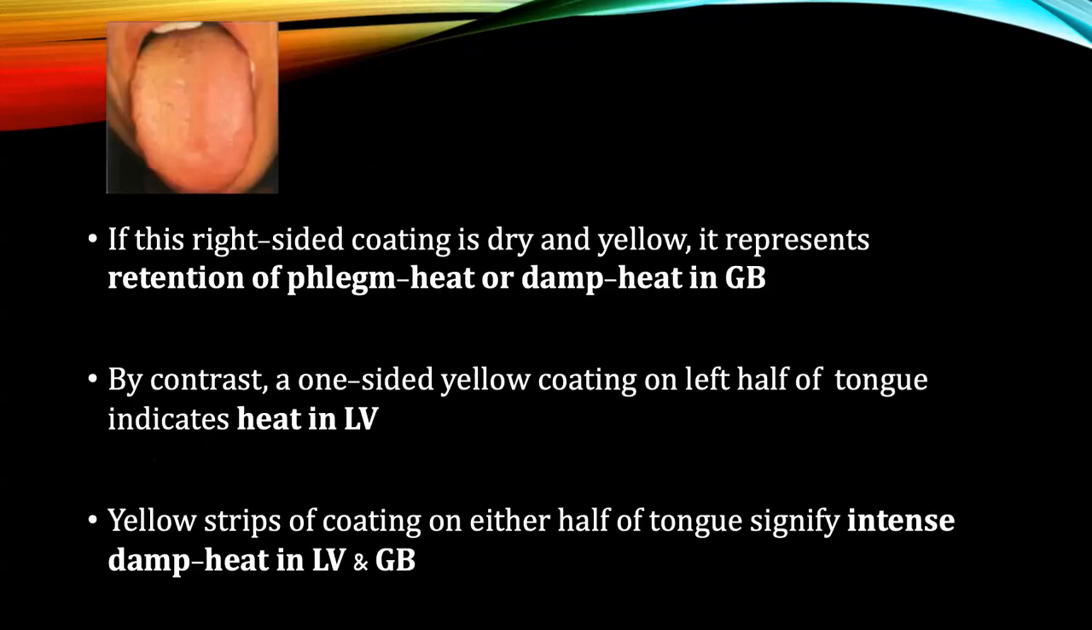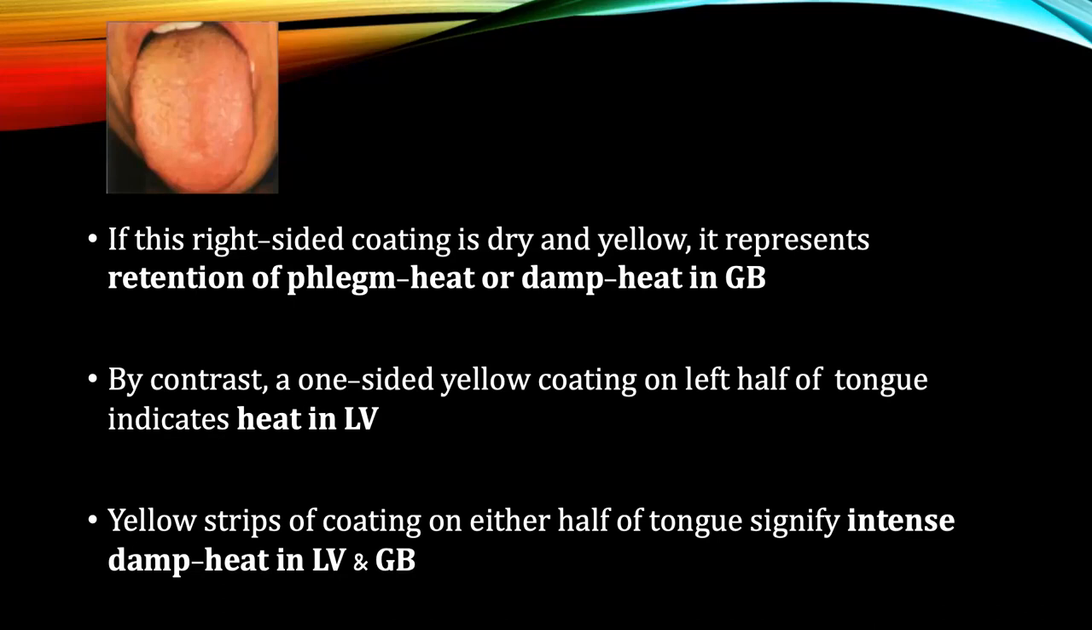If this right-sided coating is dry and yellow, it represents retention of phlegm heat or damp heat in the gallbladder. By contrast, a one-sided yellow coating on left half of tongue indicates heat in the liver. So let's take note of the coating. If the yellow coating is on the right side, it pertains to retention of phlegm heat or damp heat in the gallbladder. But if it is on the left side, it indicates heat in the liver. So that is the difference.